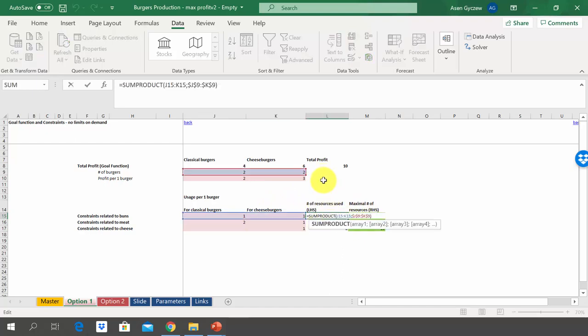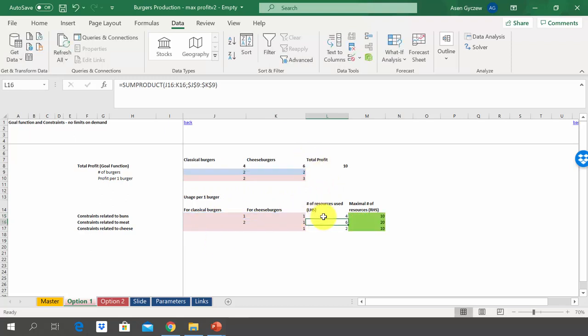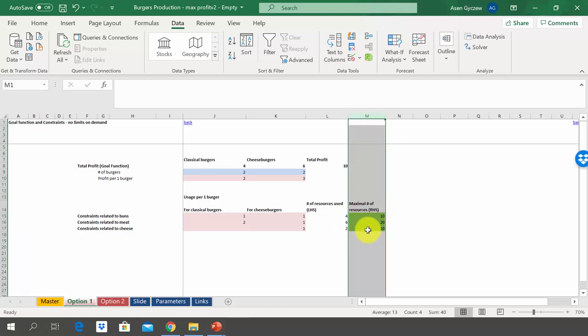To calculate it properly, we used a sum product function, which multiplied this vector by this and provides here a sum. Now, we obviously need also how many buns we've got in total available, and this is what we have defined in M15. The column M, generally speaking, here will be devoted to the right-hand side of the equations in the constraints. In other words, we will put here the limit on our resources. So in the case of the buns, we've got 10. That's why we've got 10.